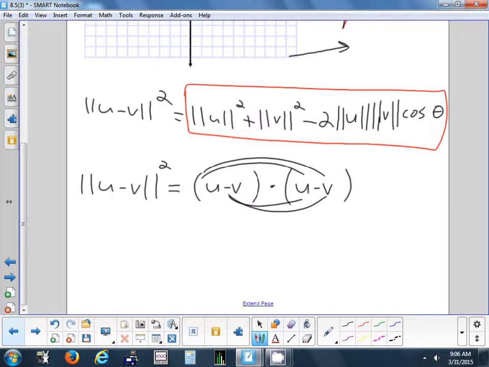So we get u dot u. We get u dot negative v, so I'm going to write it as minus u dot v. We get another minus u dot v. And then we get a negative v dot negative v. That's a positive v dot v. Any question on that?